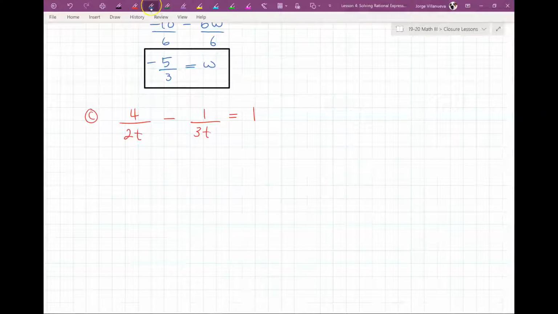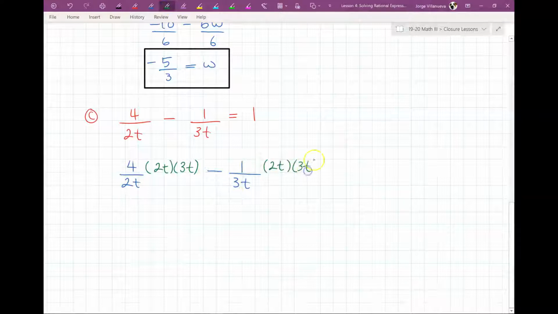Now, what do I mean by that? Well, it's going to look like this. 4 over 2t. Now, my denominators are 2t and 3t, so I'm going to write this: 2t, 3t. Okay, then minus 1 over 3t. And again, my denominators are 2t and 3t, so 2t, 3t.